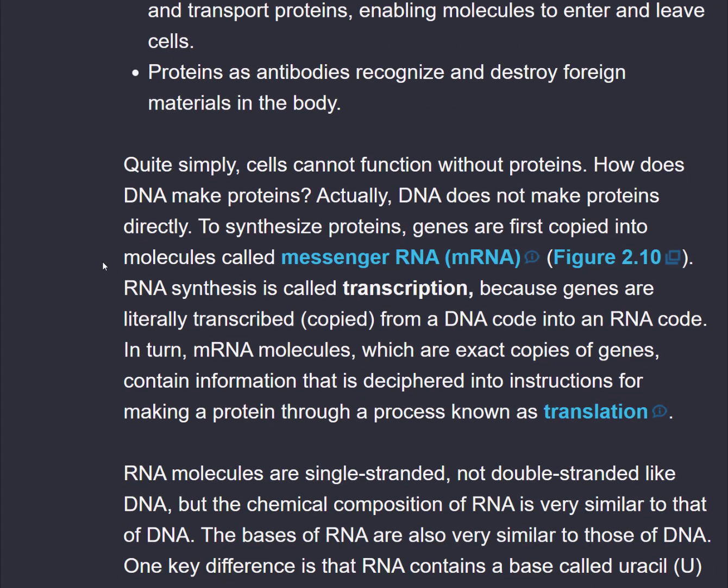Next, we define messenger RNA. Messenger RNA, also known as mRNA, a template for protein synthesis, is an exact copy of a gene, contains nucleotide sequences copied from DNA that serve as a genetic code for synthesizing a protein, and is then bound and read by ribosomes to produce proteins.